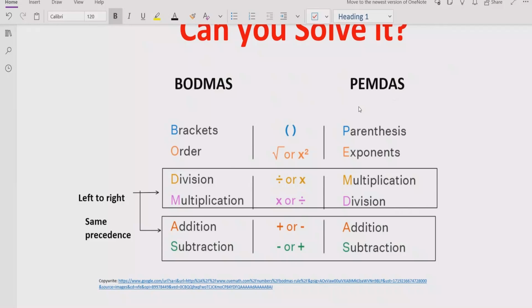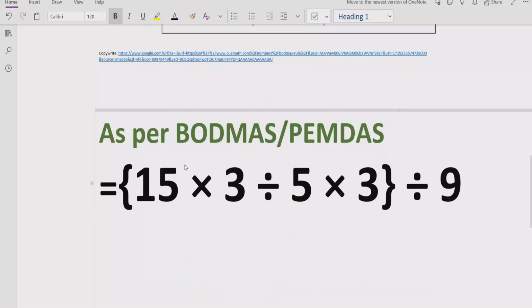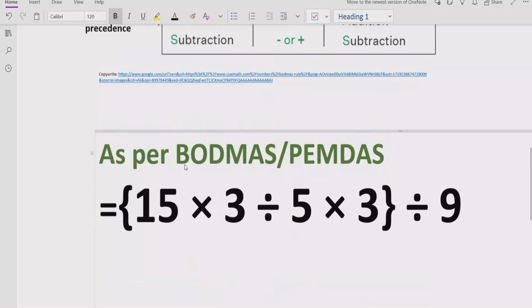Step number 3, you have to solve the division and multiplication. What you have to do, you have to go left to right in your expression and find out division and multiplication. Both have similar precedence, so you can solve any of them which is coming first. Similarly, for addition and subtraction, we have same rule. We can solve addition first if it is coming first. We can solve subtraction first if it is coming first. Now move forward to solve the given expression.